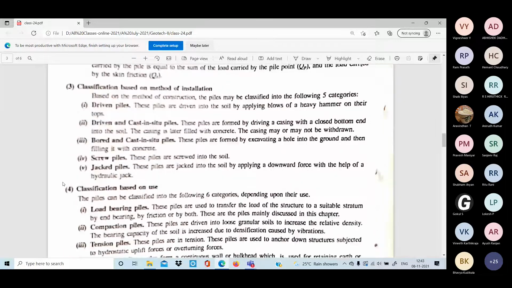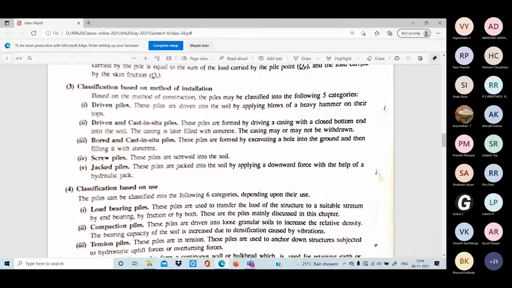Next, classification based on the installation. How it is installed. Suppose it is driven, we call it a driven pile. If it is driven and cast in situ, that means these piles are formed by driving a casing with a closed bottom end into the soil.